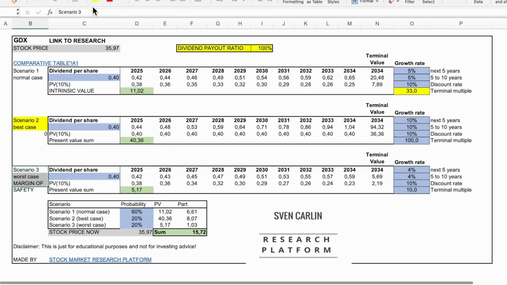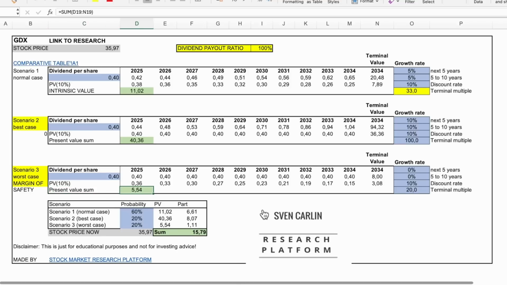Worst case scenario, gold prices go down, there is no growth rate, discount rate 10% from expected returns, terminal multiple, let's put 20 just to be positive, and the price there, the present value sum, is just 5.54 for that index.